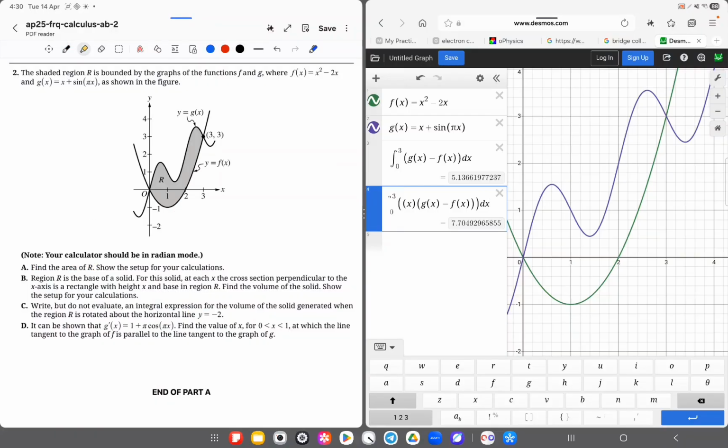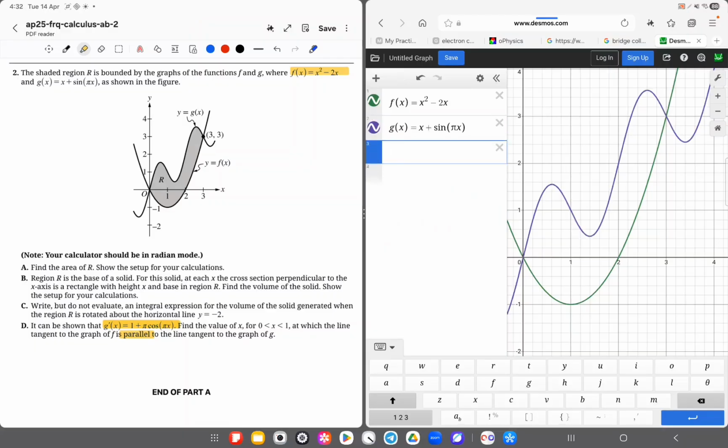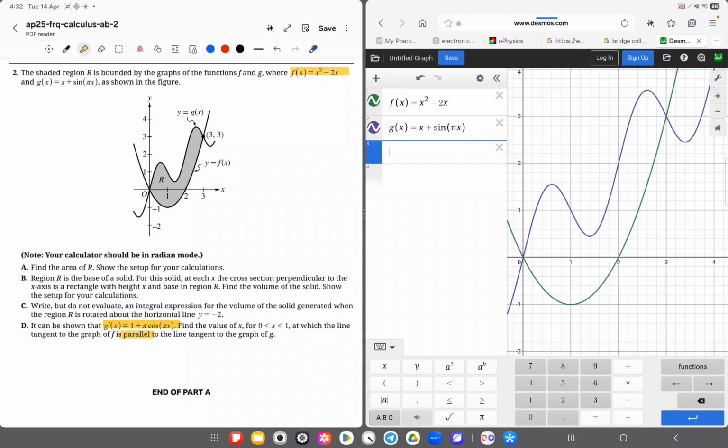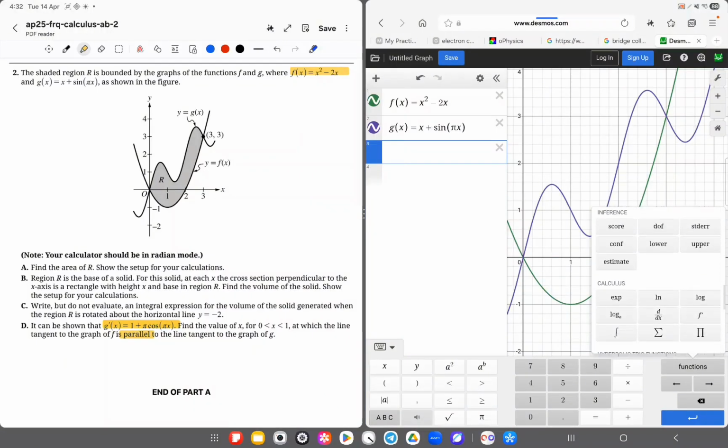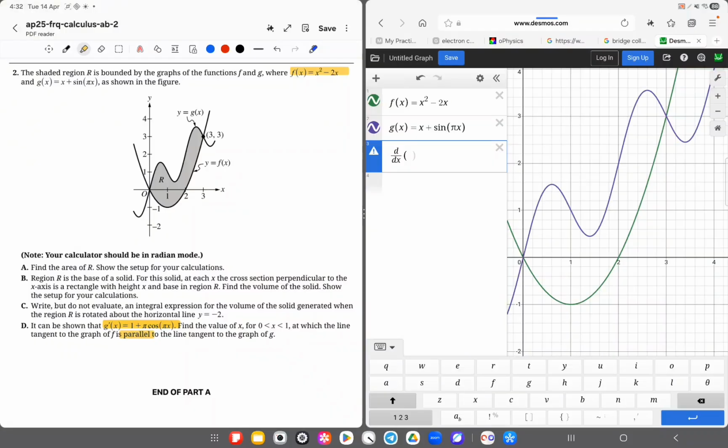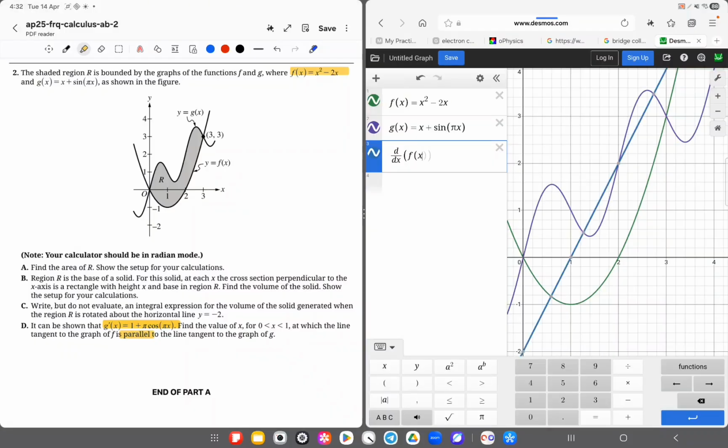Okay. Now here we have g prime. When they're saying find the value of x at which the line tangent to the graph of f is parallel, line tangent being parallel of f means that f prime should be equal to g prime. So now what you do is go to Desmos and type f prime of x, or you can just write d over dx. How do you write prime? Just write d over dx. It's easier if you do that.